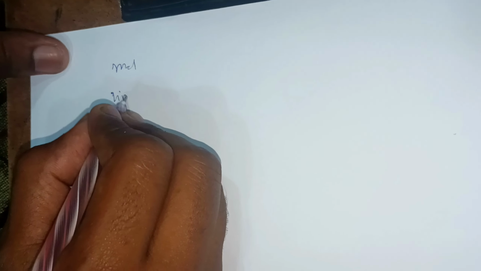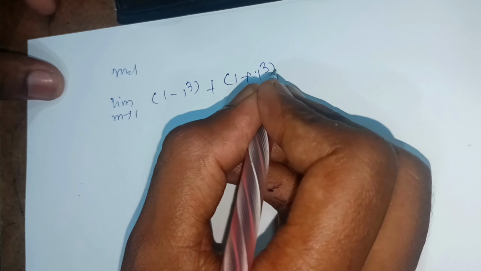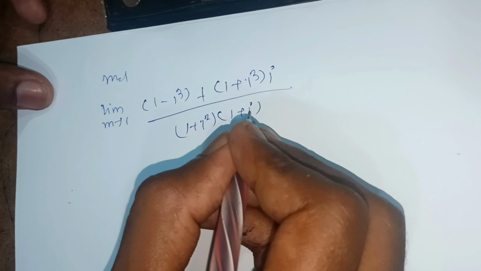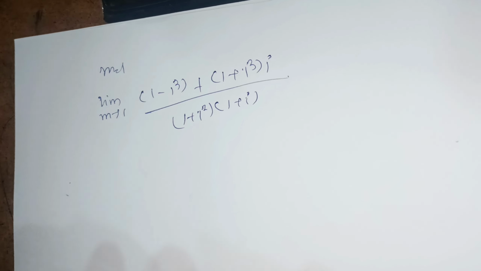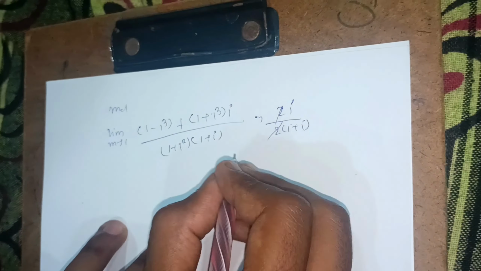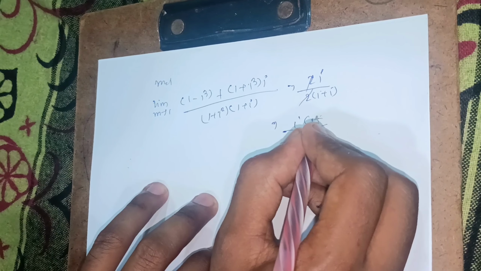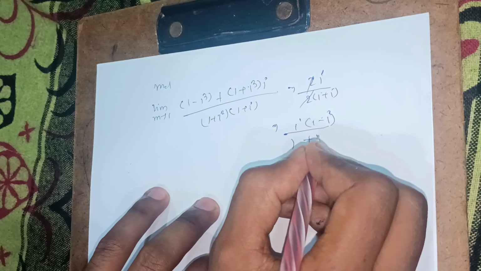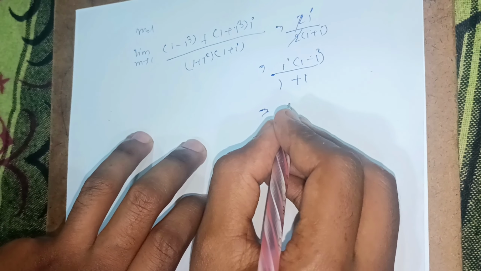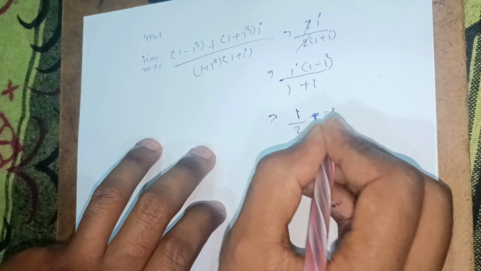Next we substitute m equal to 1. Limit m tends to 1: (1 − 1³) + i(1 + 1³) over (1 + 1²)(1 + i). So we get 2i/(2(1 + i)). This cancels out, giving i(1 − i)/(1 + 1). So here we get the answer as 1/2 + i/2.